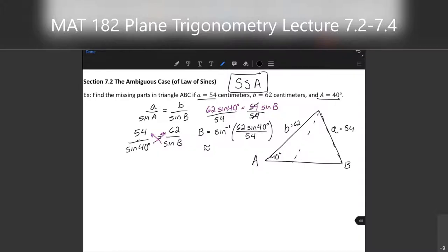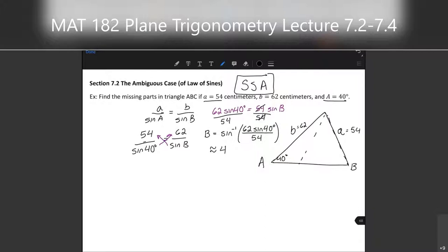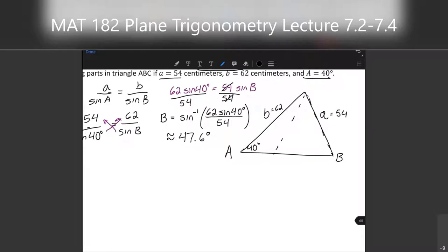Okay, awesome. Got some answers there in the chat. Looking good. Yep, 47.6 looks like a great solution for this one. So we have 47.6 degrees. And in our picture here, notice that this is going to be the angle set right here.